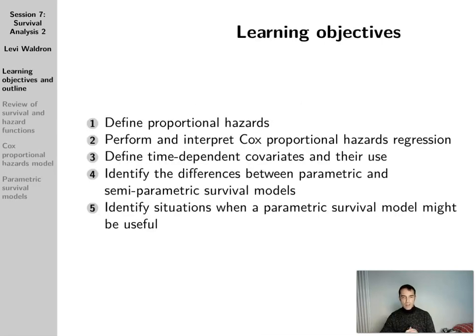Today we're going to introduce proportional hazards, and you'll learn to perform and interpret the Cox proportional hazards regression and be able to define time-dependent covariates and what they're used for. You'll also learn the differences between parametric and semi-parametric survival models and identify the types of situations where a parametric survival model might be useful.